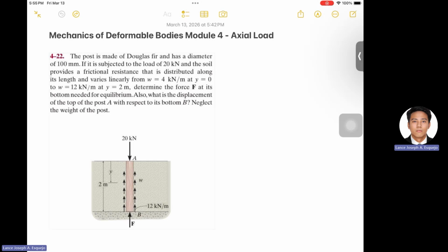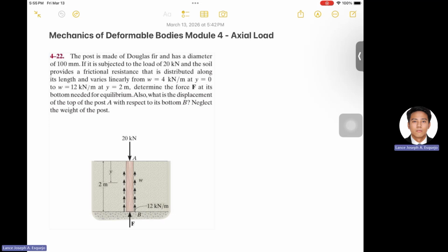So the problem states, the post is made of Douglas fir and has a diameter of 100 millimeters. If it is subjected to the load of 20 kilonewtons and the soil provides a frictional resistance that is distributed along its length, and varies linearly from W equals 4 kilonewton per meter at Y equals 0 to W equals 12 kilonewton per meter at Y equals 2 meters. Determine the force F at its bottom needed for equilibrium.